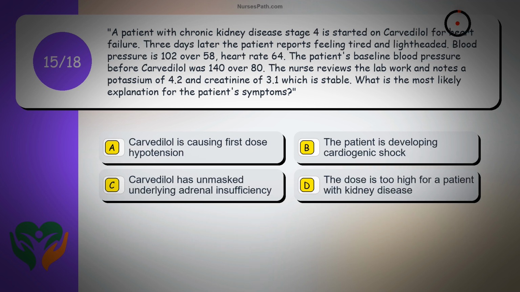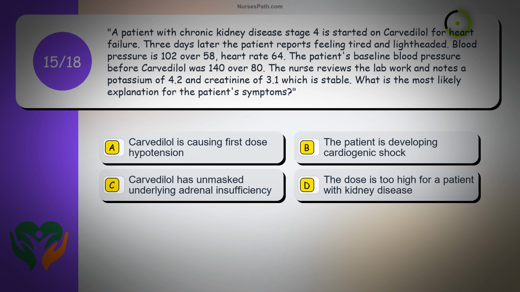A patient with chronic kidney disease stage 4 is started on carvedilol for heart failure. 3 days later the patient reports feeling tired and lightheaded. Blood pressure is 102/58, heart rate 64. The patient's baseline blood pressure before carvedilol was 140/80. The nurse reviews the lab work and notes a potassium of 4.2 and creatinine of 3.1, which is stable. What is the most likely explanation for the patient's symptoms?